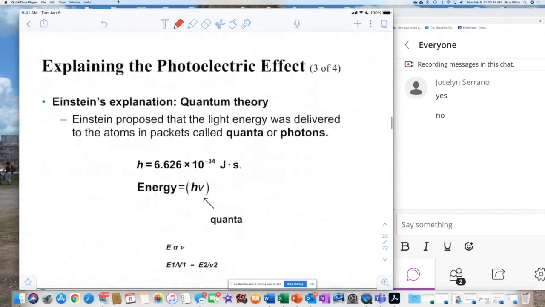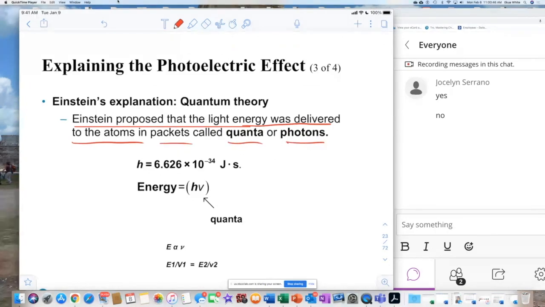Okay. So we're told here Einstein proposed that light energy was delivered to the atoms in packets called photons or quanta. So the energy of the light ultimately influenced how many of these electrons were going to be released, the amount of energy that was being applied to the surface of the metal.